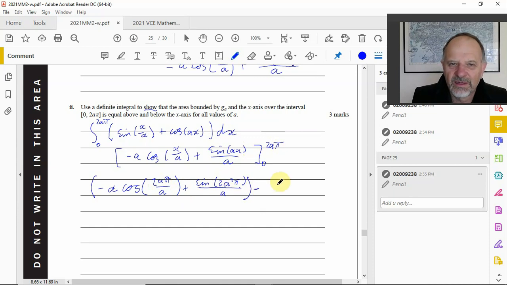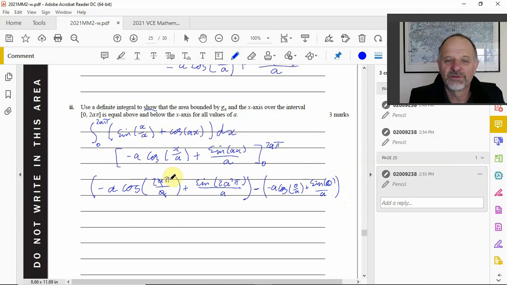And then from that we're going to subtract x equals 0. So we're going to subtract minus a cos 0 on a plus sine 0 over a. All right, so the a's cancel there, and so we want cos of 2 pi, and cos of 2 pi is 1. So we've got negative a there.